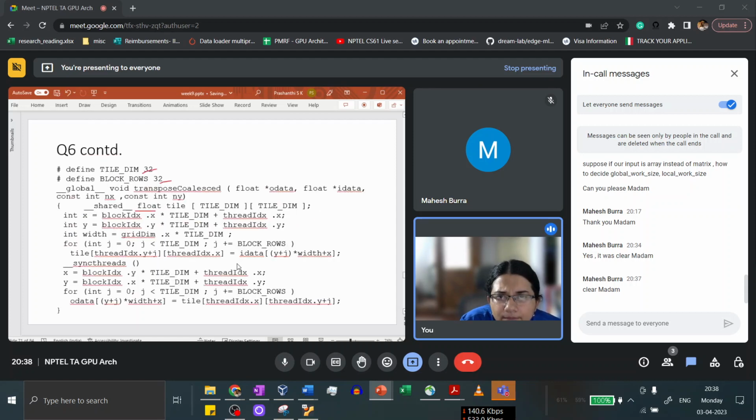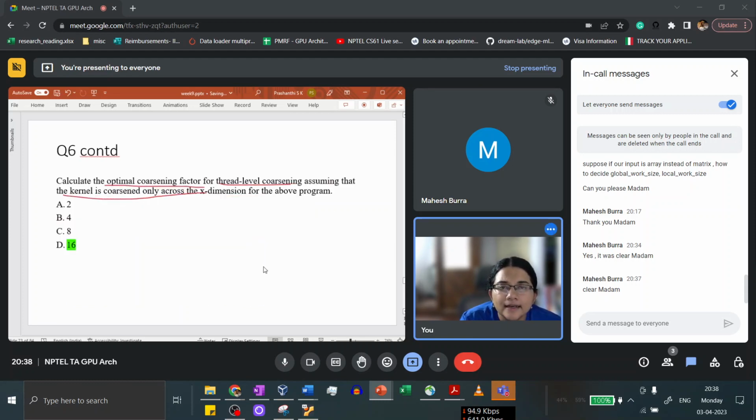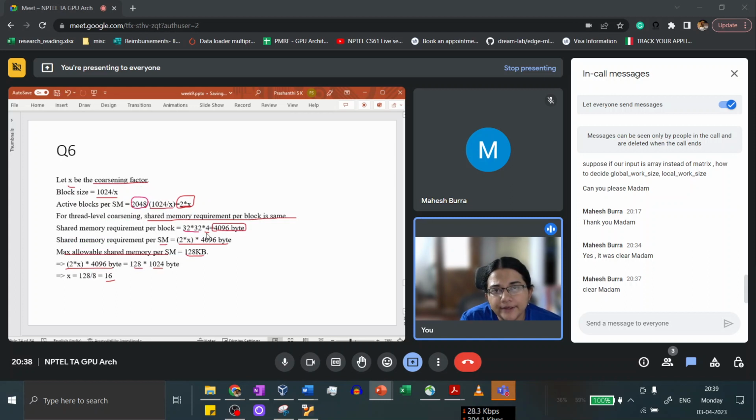Again, I think that 4 bytes was given somewhere. Yeah, here. So it's a float, so it's 4 bytes again. So it's 32 into 32 into 4, which is 4096. This is per block. So per SM, you'll have to multiply it with the number of blocks, which is 2x. So 2x into 4096 gives you the shared memory requirement per SM. And your hardware limit is 128 KB. So you equate these two to solve for x. And again, here you get a power of 2 directly. So x is 16 in this case.